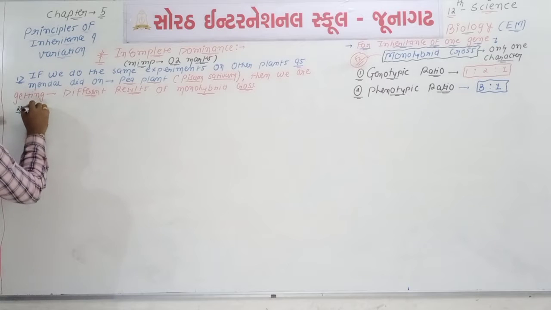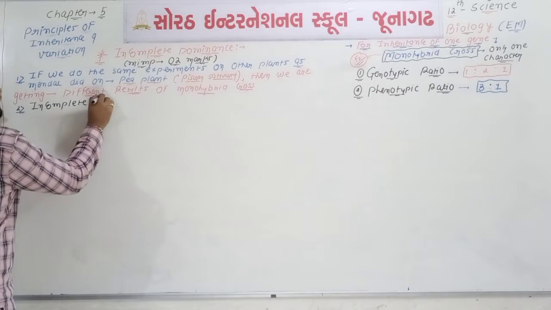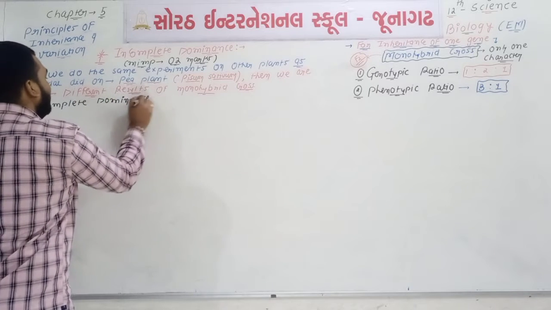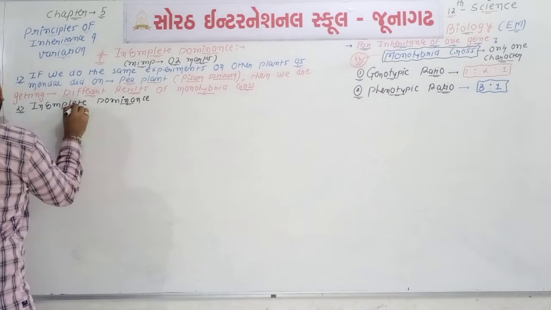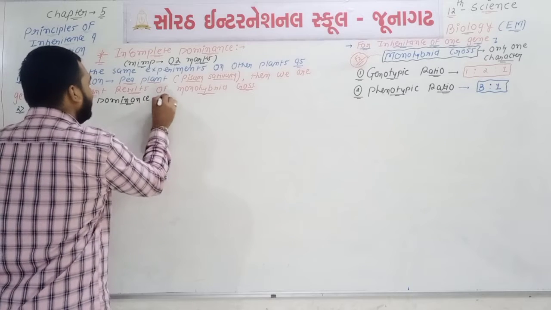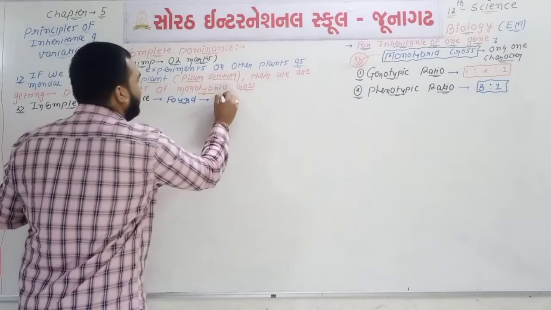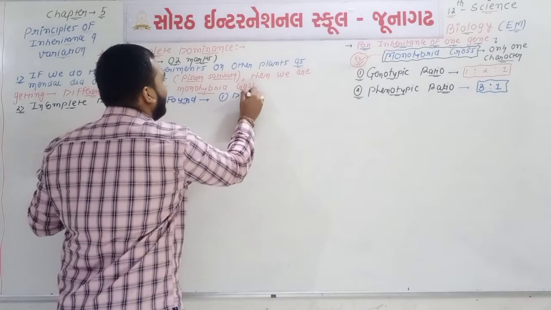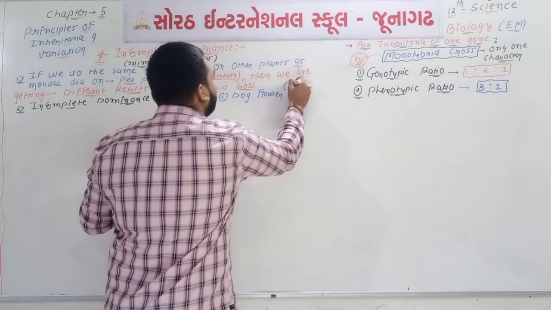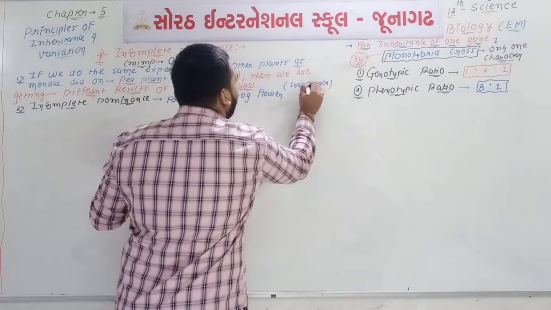So we can say that incomplete dominance is one type of example of an exception. It is found in different types of organisms, like the first one, dog flower, which is known as the snapdragon.